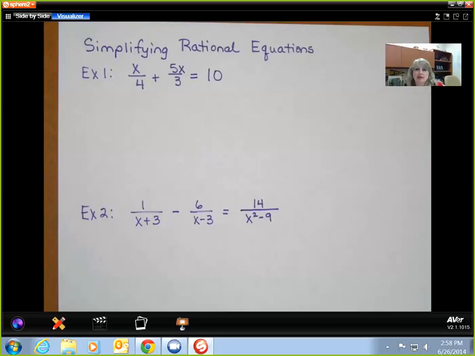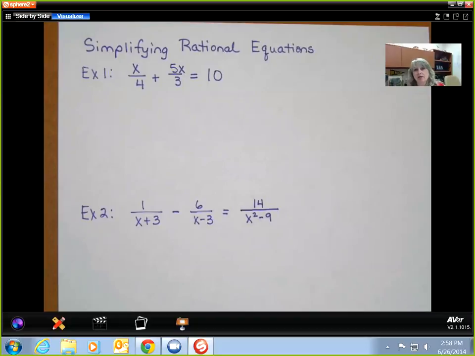One of the hardest things for students to do is to solve equations that have fractions in them. So I'm going to show you an easy way to get rid of fractions in an equation. Okay, and equation is the key word there. All right, so let's look at example 1. We have x divided by 4 plus 5x divided by 3 equals 10.